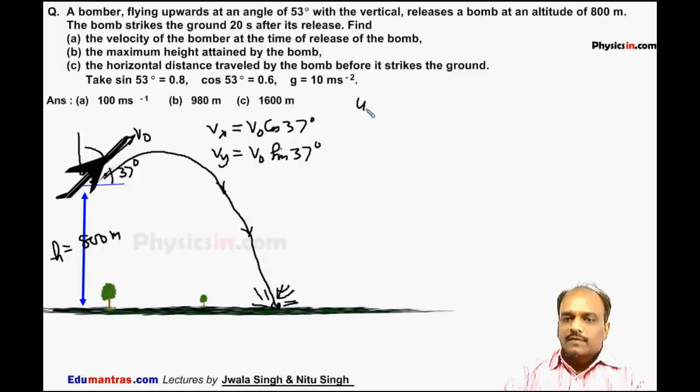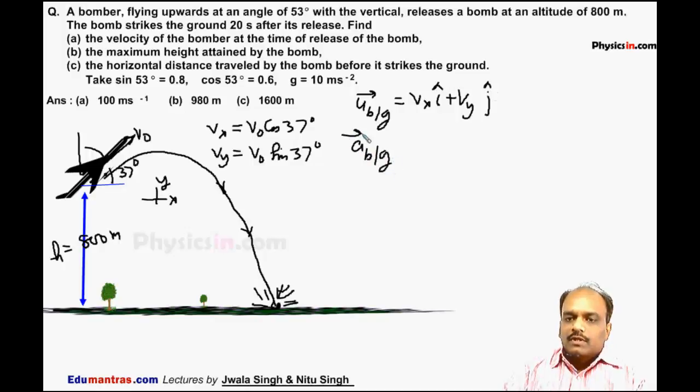We can say the initial velocity of the bomb with respect to ground. The speed of the bomb and the bomber initially will remain the same. So I will assume this as x-axis and y-axis. The initial velocity of the bomber is Vx i cap plus Vy j cap. The acceleration of the bomb with respect to ground: along x-axis the acceleration is 0 and along y-axis it is minus 10 j cap.